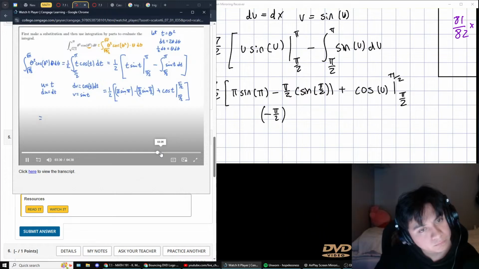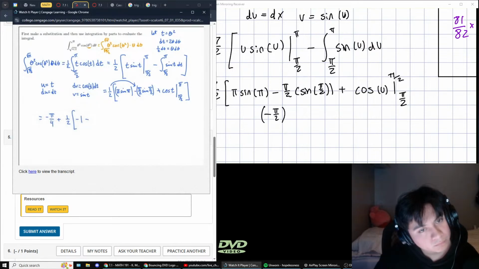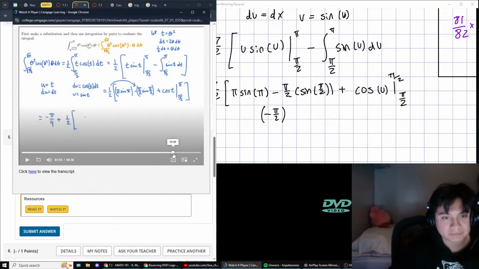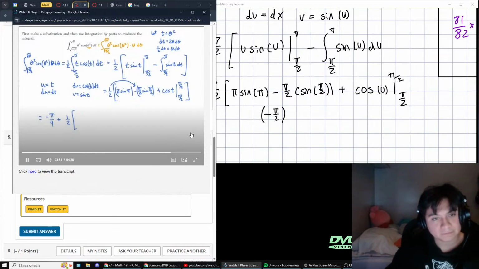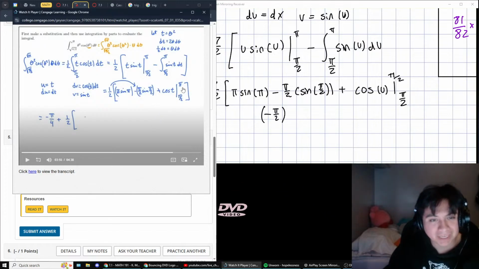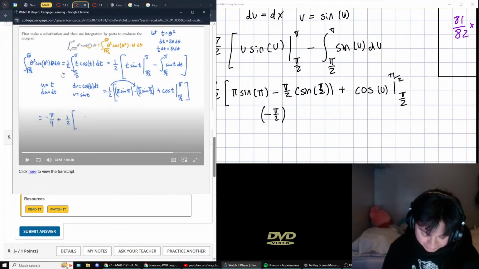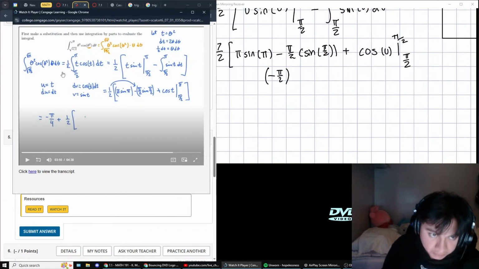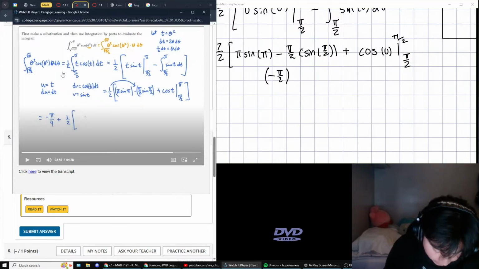Let's see, sine of pi is 0, so this is negative. Now, what's cosine of pi over 2? Minus cosine of pi over 2 is the upper limit of integration. Okay, cosine of pi. So that gives us negative 7.